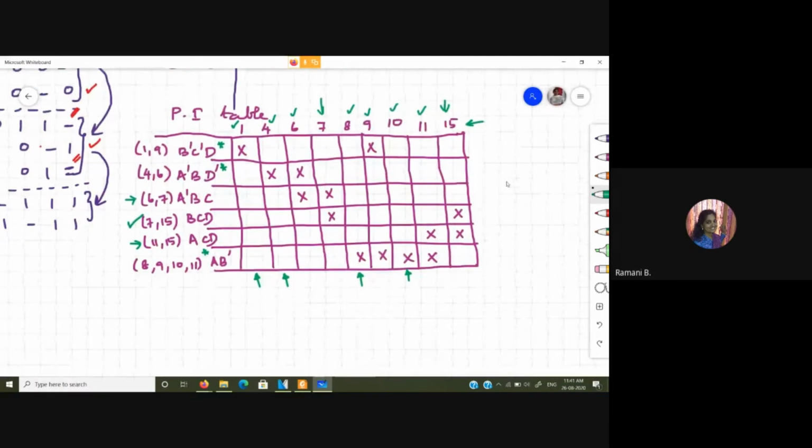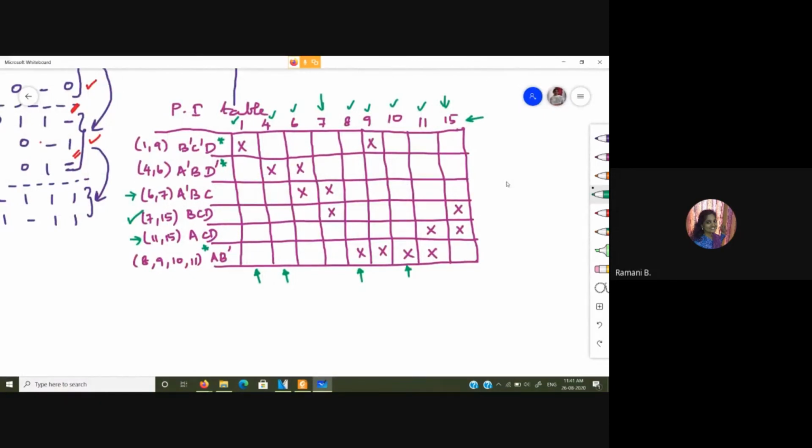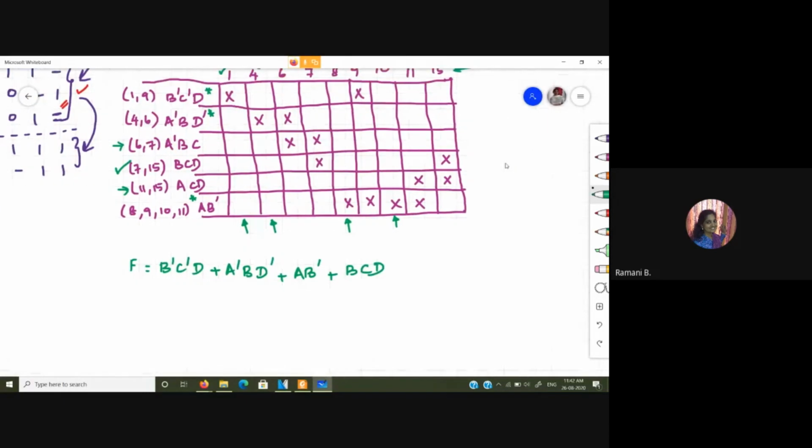Okay. So our expression will be f is equal to b bar c bar d plus a bar b d bar plus ab bar. These three are essential prime implicants and I am choosing this BCD. So now let us check our answer with K-map also, because now we are slightly comfortable with K-map.